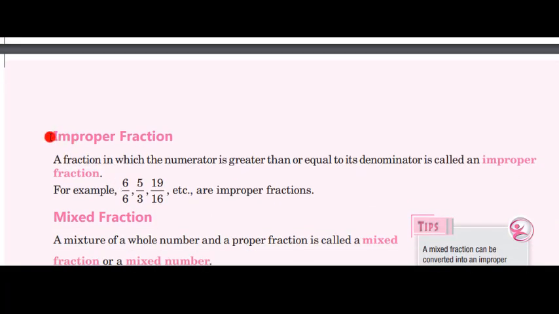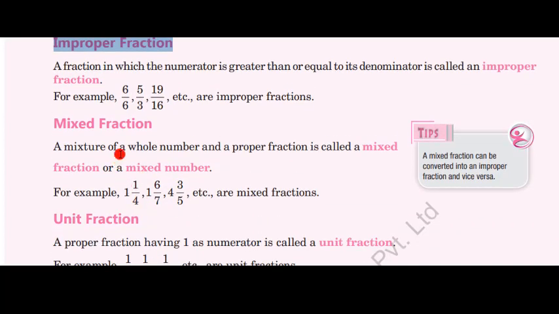Then we'll come to the improper fraction. An improper fraction is a fraction in which the numerator is greater than, it is just the reverse of the proper fraction, or equal to the denominator. Another important thing, equal to the denominator is also called an improper fraction. You have to write down the heading improper fraction and any three examples. You can take them from the book itself or from outside also, but make sure you write them after understanding the definition. So 6 by 6 is an improper fraction. It is not a proper fraction. Why? Because the numerator and denominator are the same. And normally in an improper fraction, the numerator is greater than the denominator.